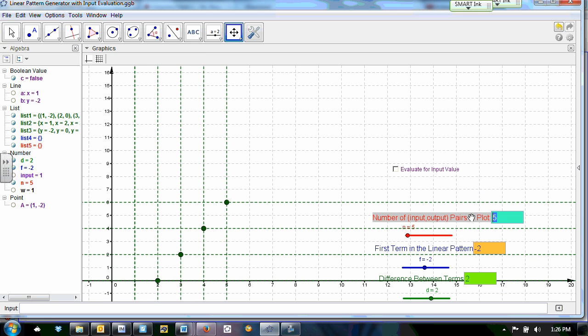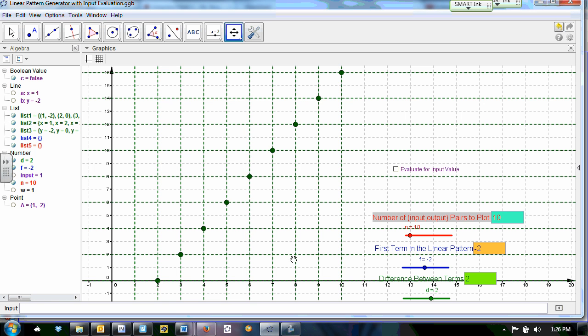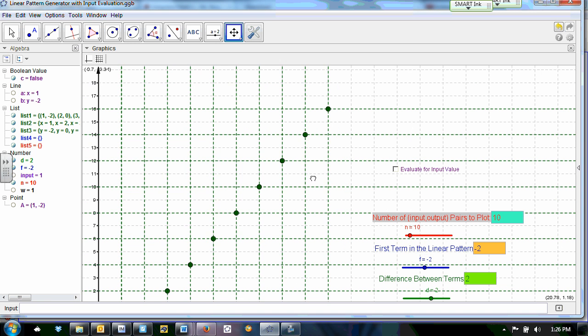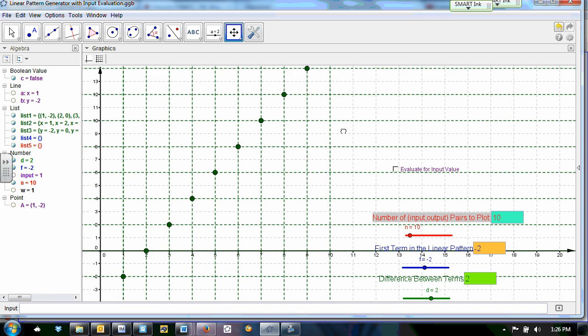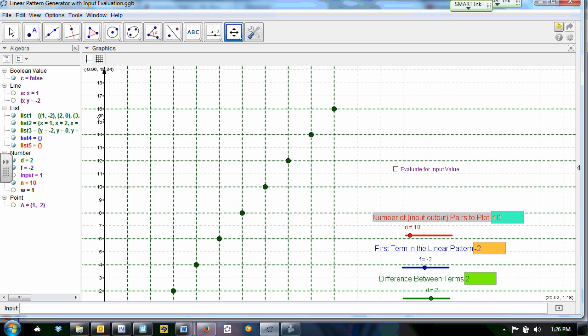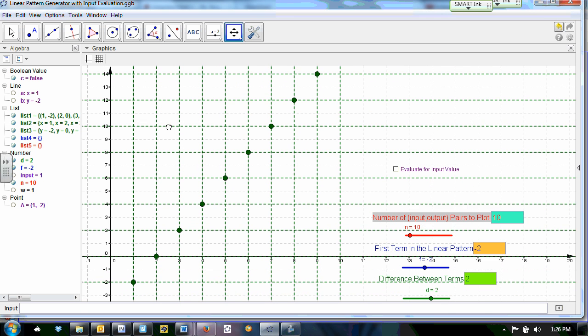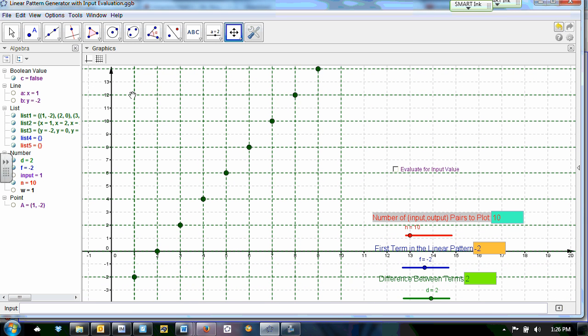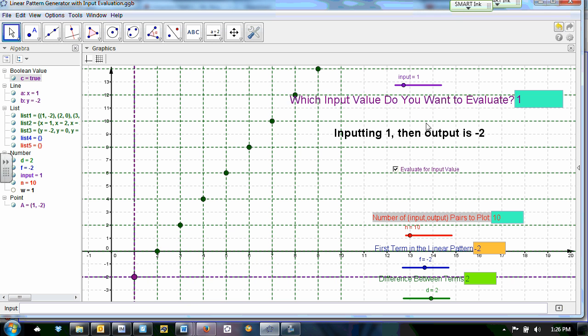So if I actually plot out to the 10th term, here's all 10 terms in our sequence, and notice the 10th term, which is its x-coordinate here, is the 10th term. Notice it has a value of 16. There's that 10th term that we found. Okay?